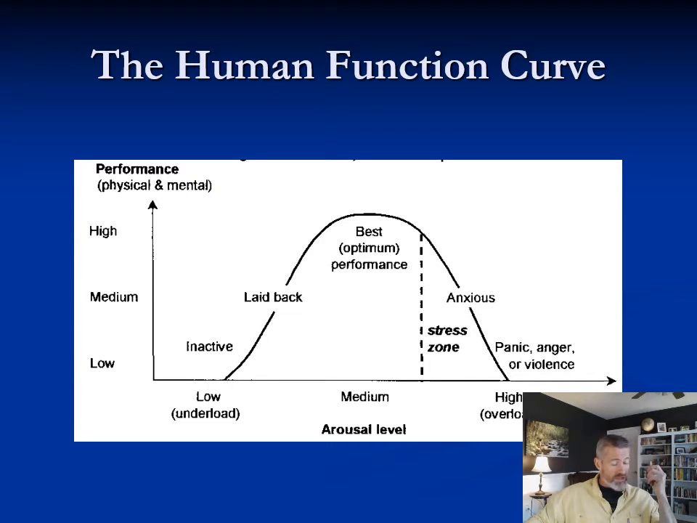When we talk about a body's response, a person's response to stress, we often talk about it in terms of this human function curve. And basically what this is graphically representing for you is that performance on the vertical axis there is affected by arousal level. So when you have a very low level of arousal, there's not a whole lot going on, performance doesn't tend to be optimized. In order for optimal performance, you need a certain degree of stressor.